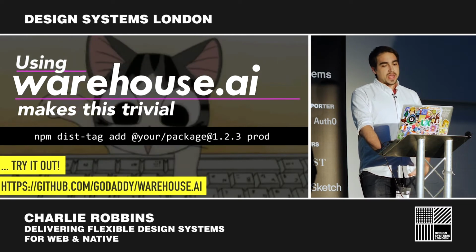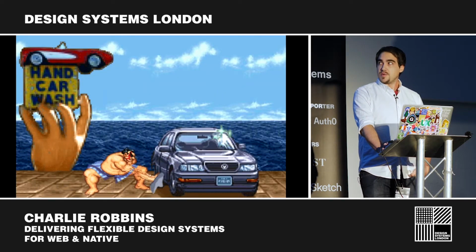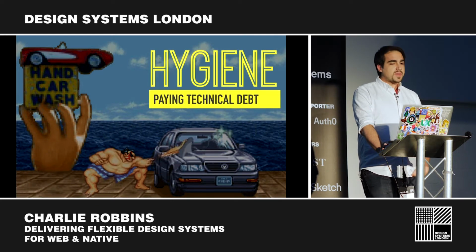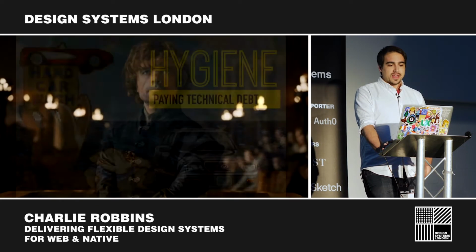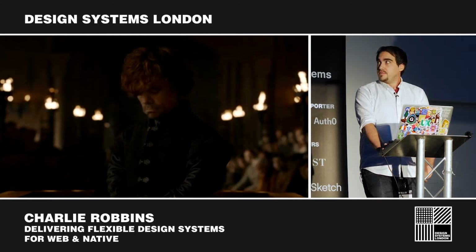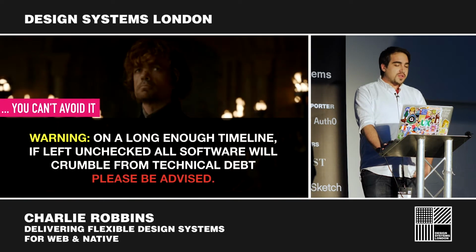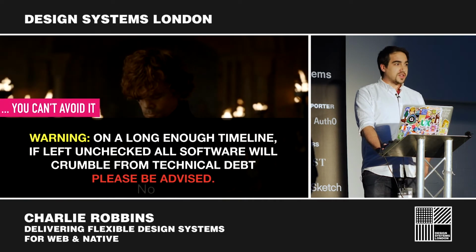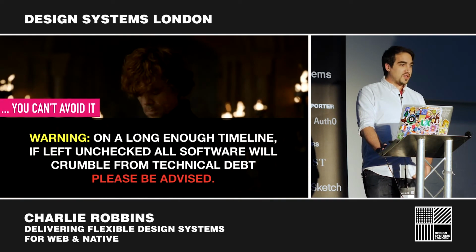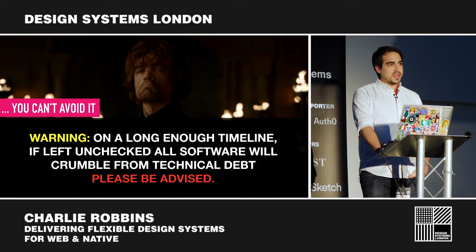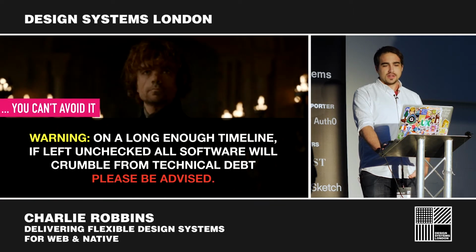And then the other bit of maintenance is about keeping your car clean, hygiene. Paying technical debt. And when most people hear about technical debt, they just simply think, no. But you can't avoid it. If you don't fix it, it will crush your app. It will crush your design system. It will crush anything if you don't pay your technical debt. That's why I use the Tyrion Lannister GIF, because you should always pay your technical debt.